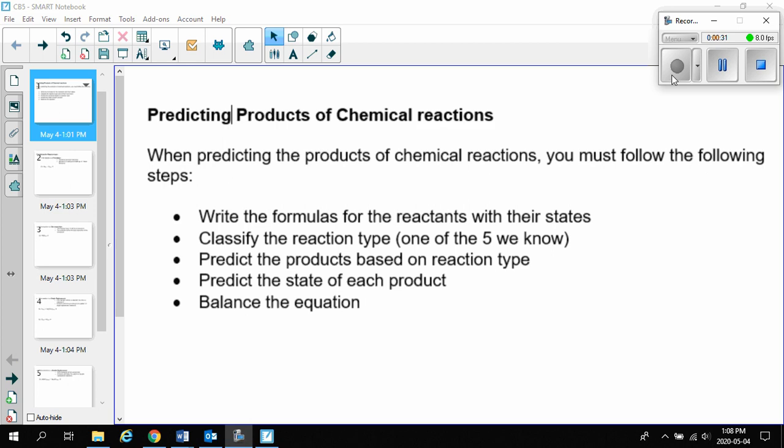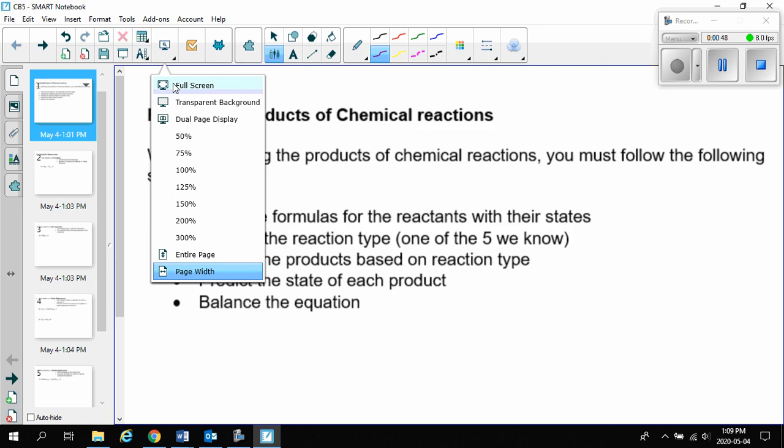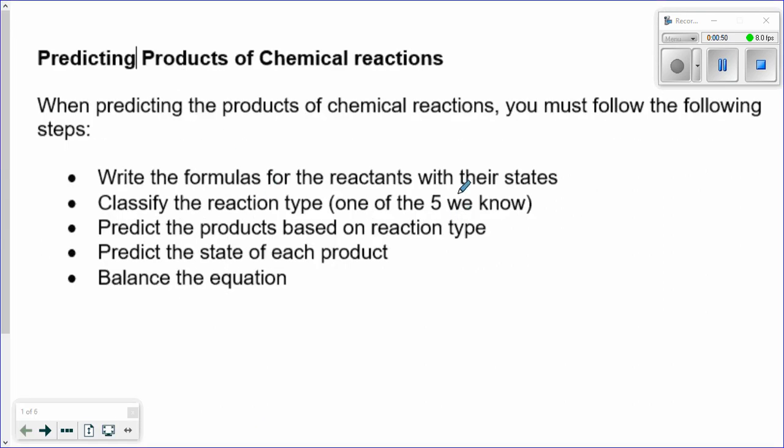If you haven't watched that, make sure you go back and do that. But this is trying to figure out what the products of a chemical reaction will be if you're not given your full equation in words. So as it says here, when you're predicting the products of chemical reactions, you must follow the following steps. So write the formulas for the reactants with their states.